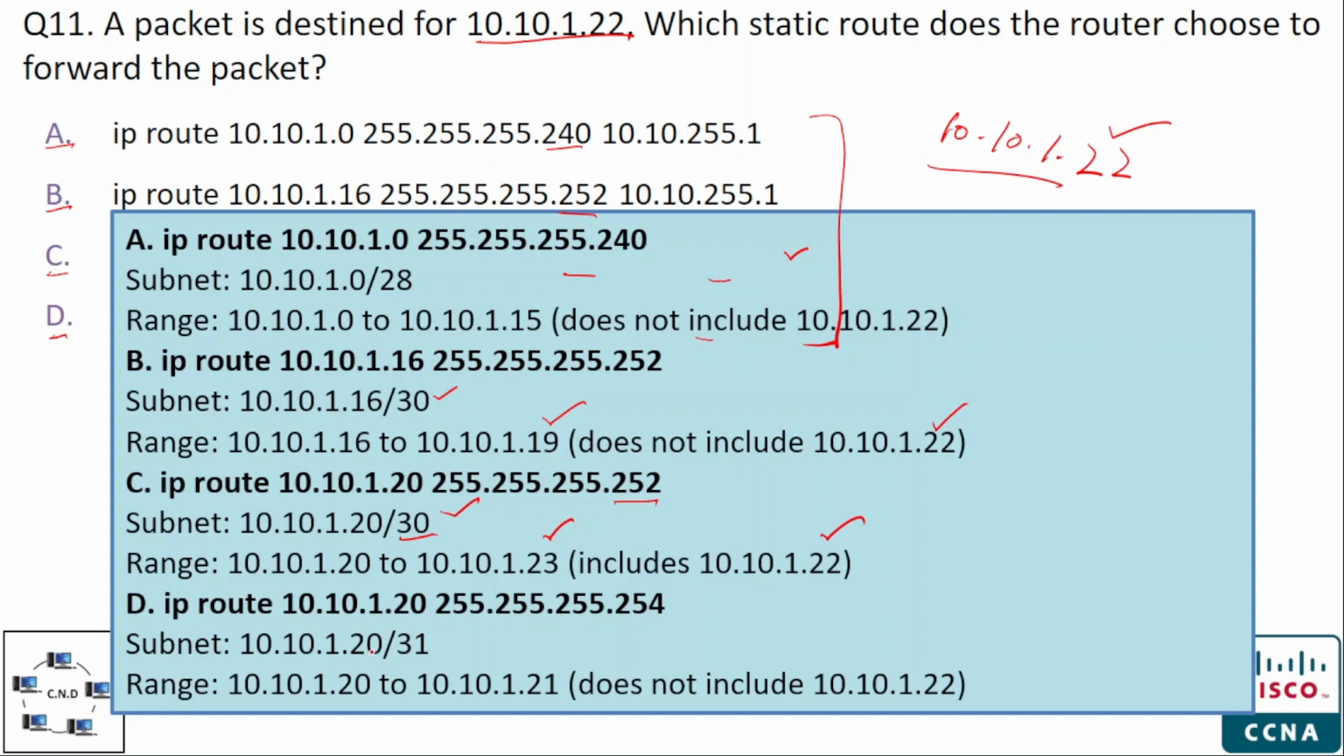In option D, we have /31, and the range here is from 20 to 21. This also does not include 22. So that's why the correct answer is option C, which includes our destination IP address of 10.10.1.22.